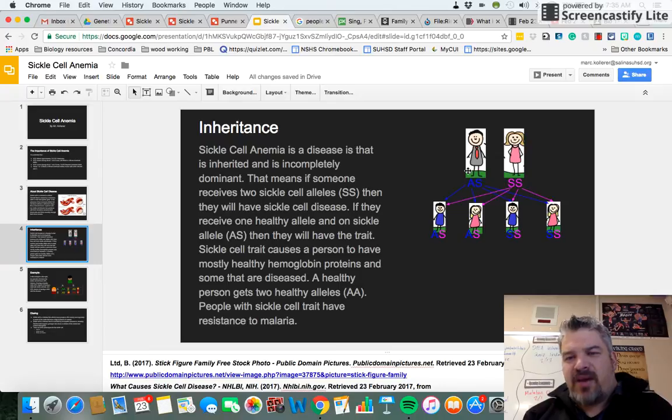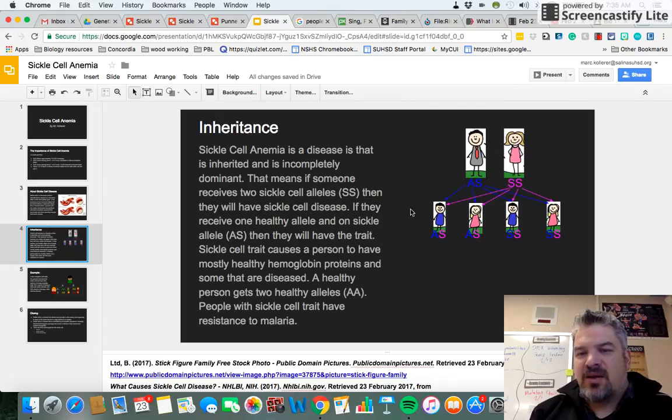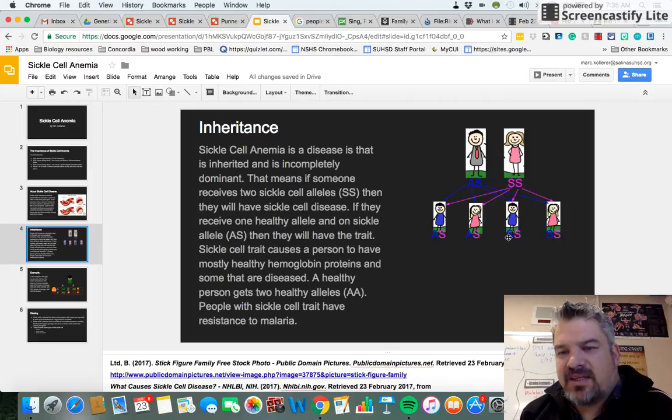So this is a pedigree. It shows that someone who has the trait and someone who has the disease will produce 50% of their children with the trait, and 50% of their children will have the disease.